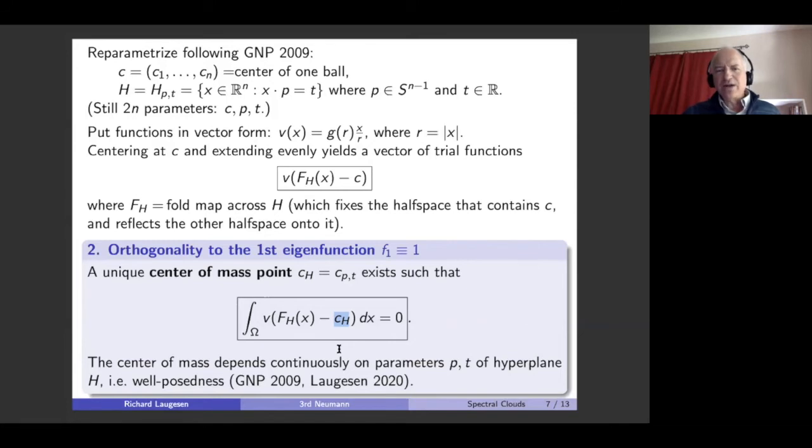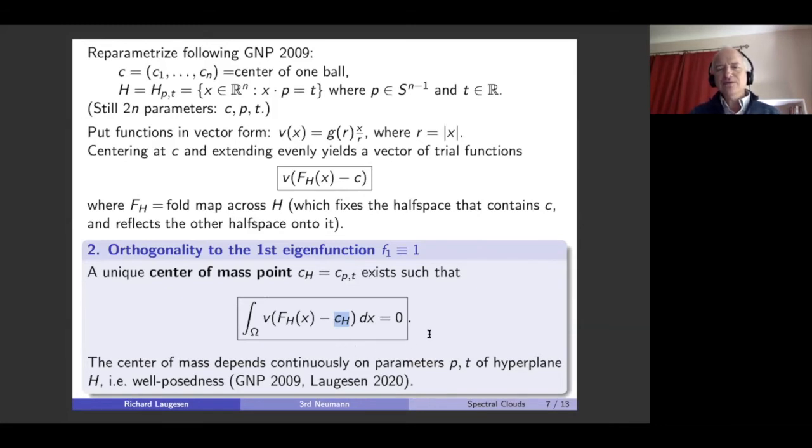But we need more, actually, for the rest of the argument. We need not only that there exists a center of mass point, so that what the fold map does is it folds part of the mass of the domain, part of the volume, over onto the other part, and then think of it as being like traditional center of mass. Once you've folded the mass density over, then you want to find where the center of mass is and center your eigenfunctions on that point.